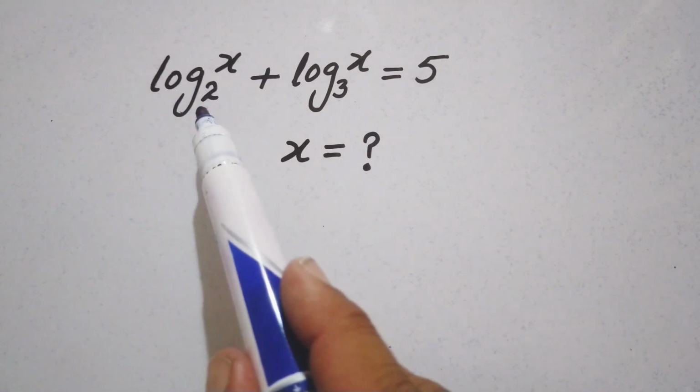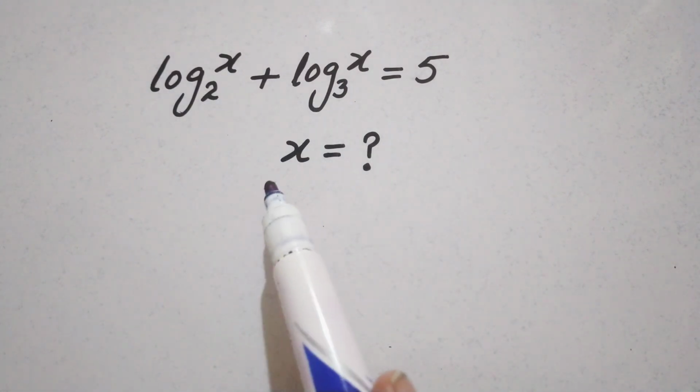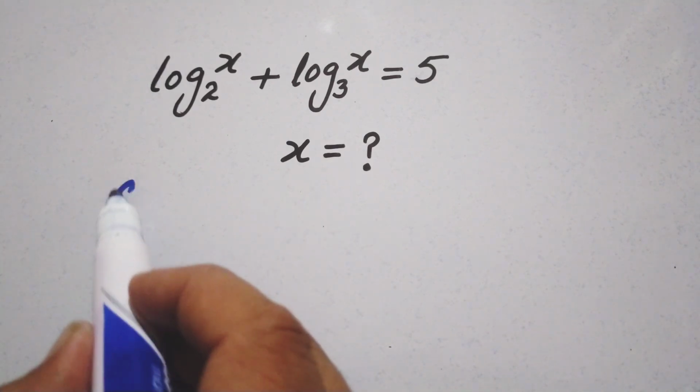Log of x to the base 2 plus log of x to base 3 is equal to 5. And we are interested to find x. Let's come to the solution.